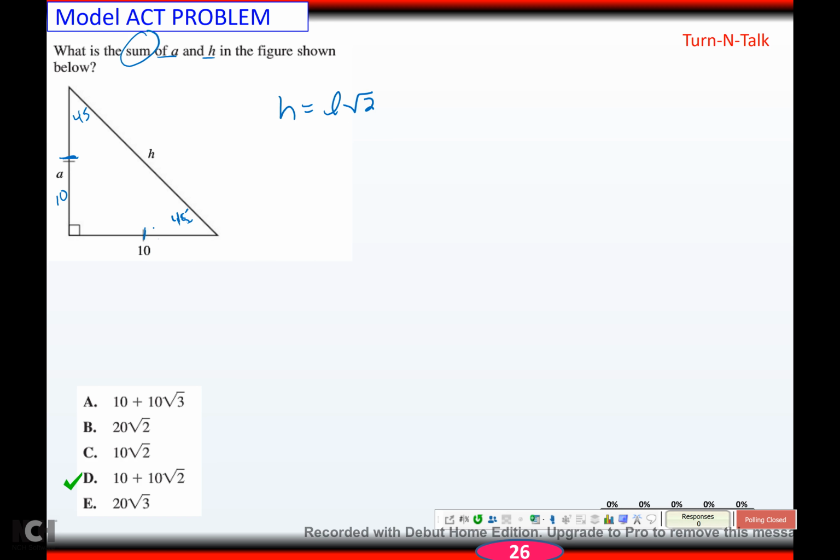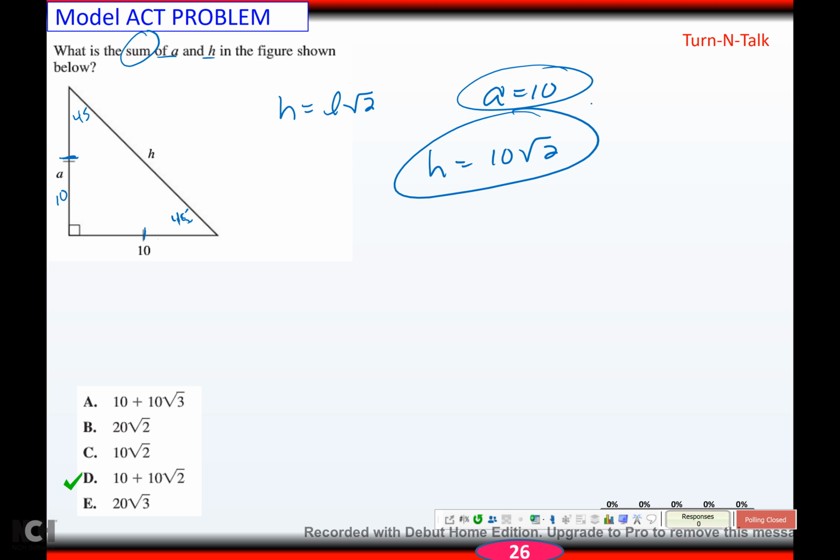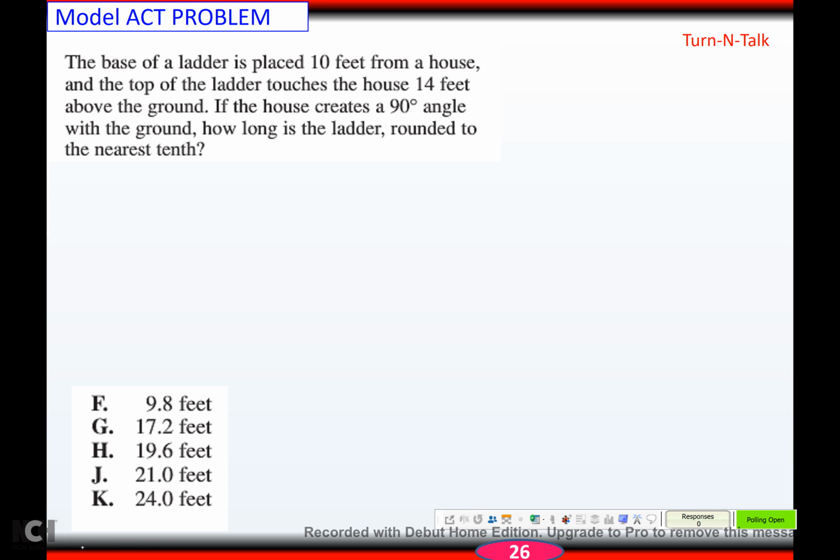Well, since this leg is 10, that makes A is 10, and that makes my hypotenuse 10 square roots of 2. So it wants me to sum them, which means I need to add them, which would give me 10 plus 10 square roots of 2. And I can't combine them because 10 is not a radical and 10 square roots of 2 is. Try this one, hit pause, come back when you're ready.